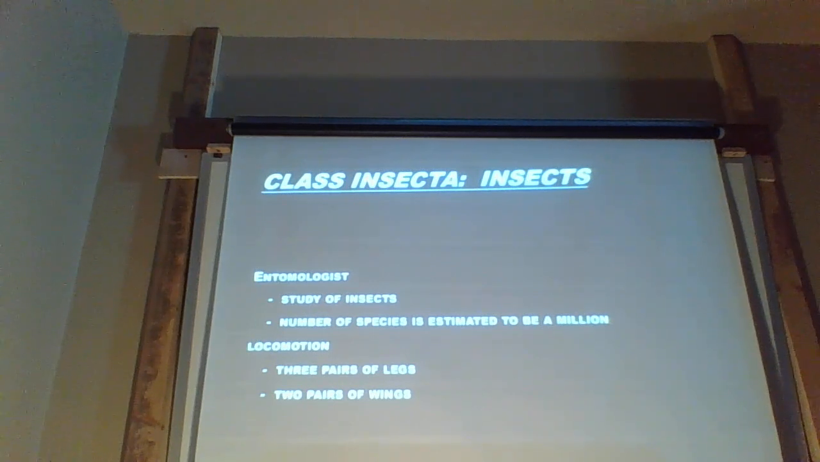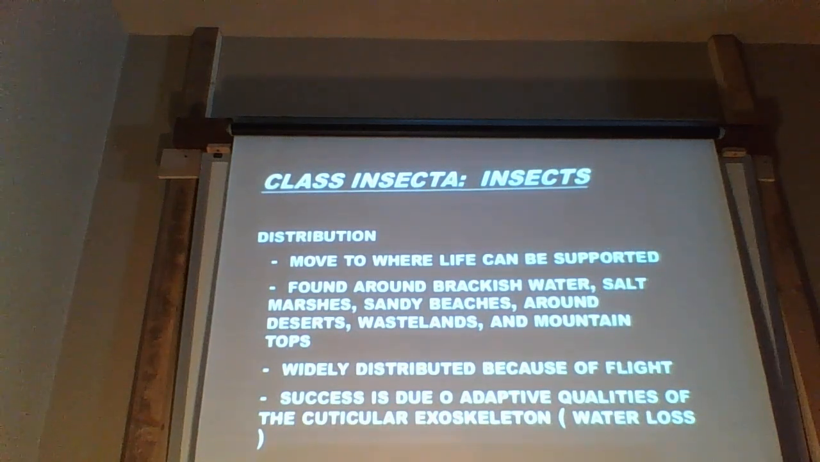So how do these animals get around? Well, they've got 3 pairs of legs, which means 6 walking legs, and then 2 pairs of wings for the majority of them, but not all insects have wings. The distribution of these is another reason that there are so many insects, because they're found all over Earth, with the exception of Antarctica.